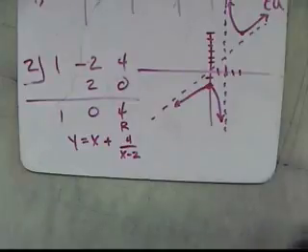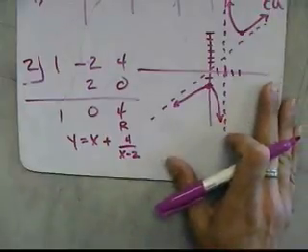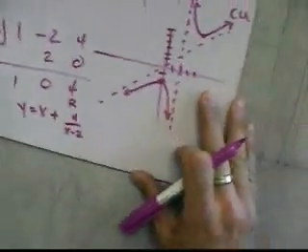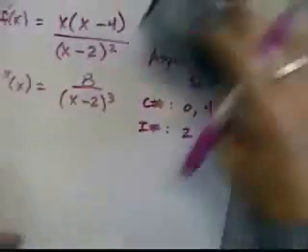One more, and then we're done, okay? One more, I promise. So for the slant asymptote, you just divide them out. Long or synthetically divide.